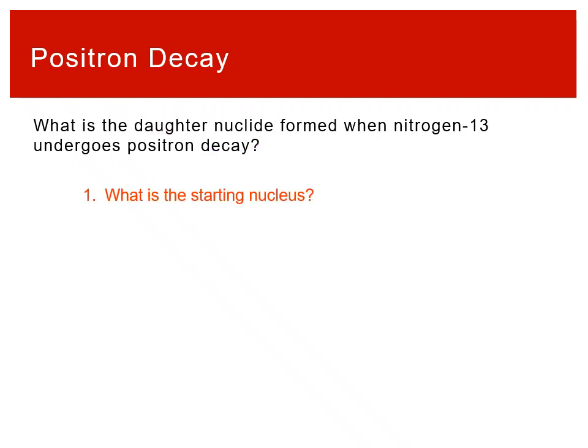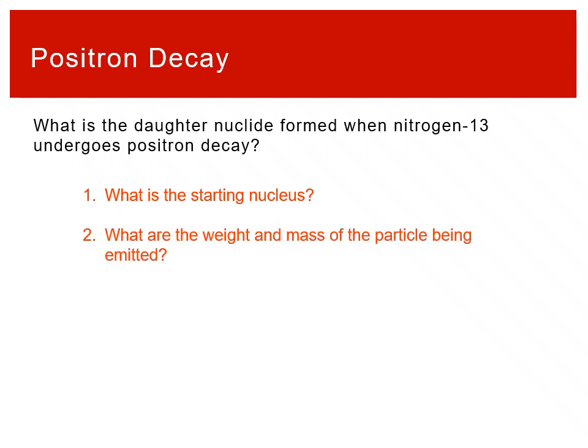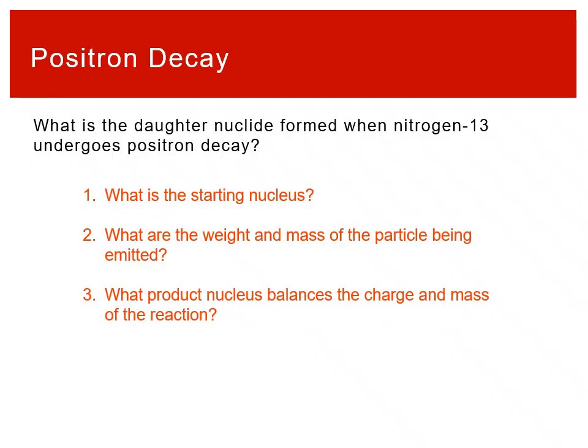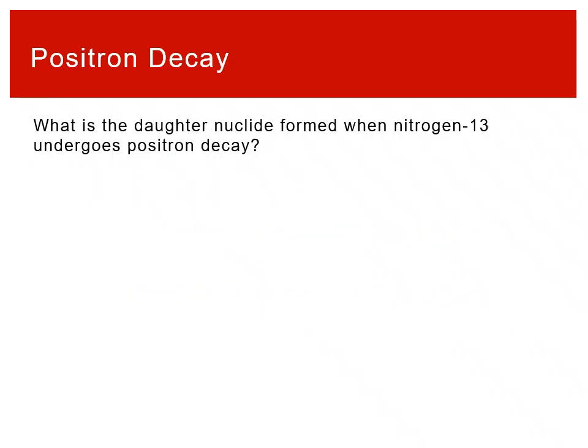When we're doing it, same idea. We're going to start by asking, what is the starting nucleus? In this case, it's nitrogen 13, because we want products, so we want to know what the reactant is. What are the weight and mass of the particle being emitted? Well, we're told it's positron decay, so it's going to be a positron, 0 mass, plus 1 charge. And then balance it. So we're going to start with our parent. We know that we're trying to come up with a daughter, so our parent is nitrogen 13. Again, you don't need to memorize any information about atomic numbers. You can look it up if you want to know that nitrogen is 7.